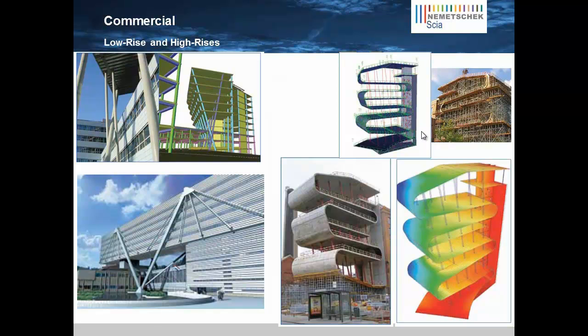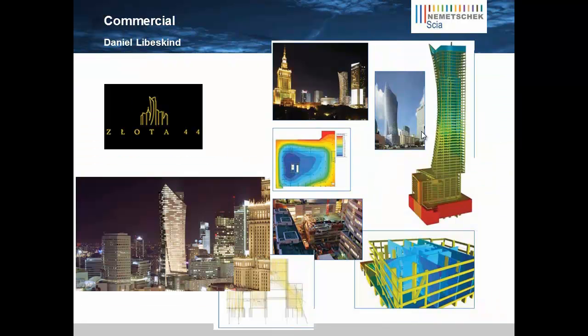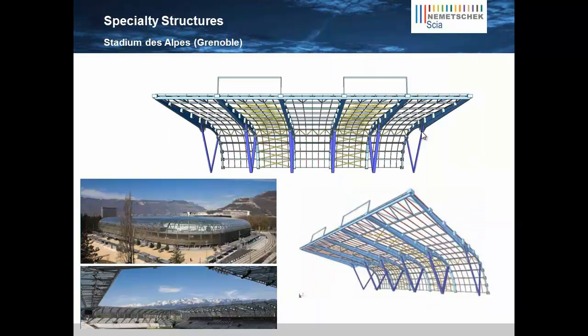But where Scia excels is when you have a project whose geometry or structural systems are a little unusual. This is why you'll find Scia Engineer being used by firms that work with higher-end architects like Zaha Hadid or Daniel Libeskind. This is an example of one of Libeskind's projects in Poland. And that work on specialty structures like this stadium in steel.